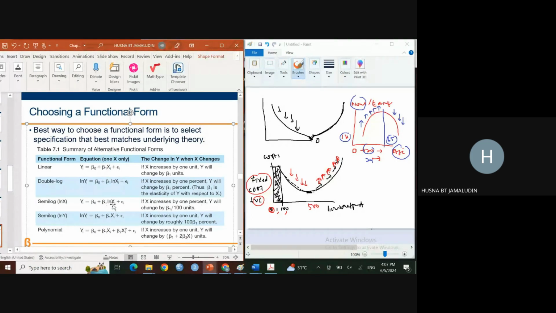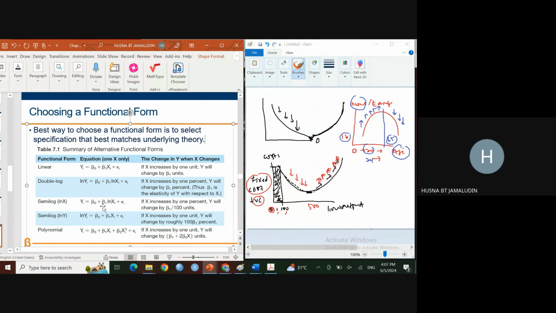So what happened? Remember, this is log in your independent variable. So if x increased by 1%, because the log is on the x, y is not a percent, y is not log, it's just a unit. Y will change by this beta divided by 100 units, because previously x is log, so you have to divide by 100 units. Okay, so this is how you want to explain.